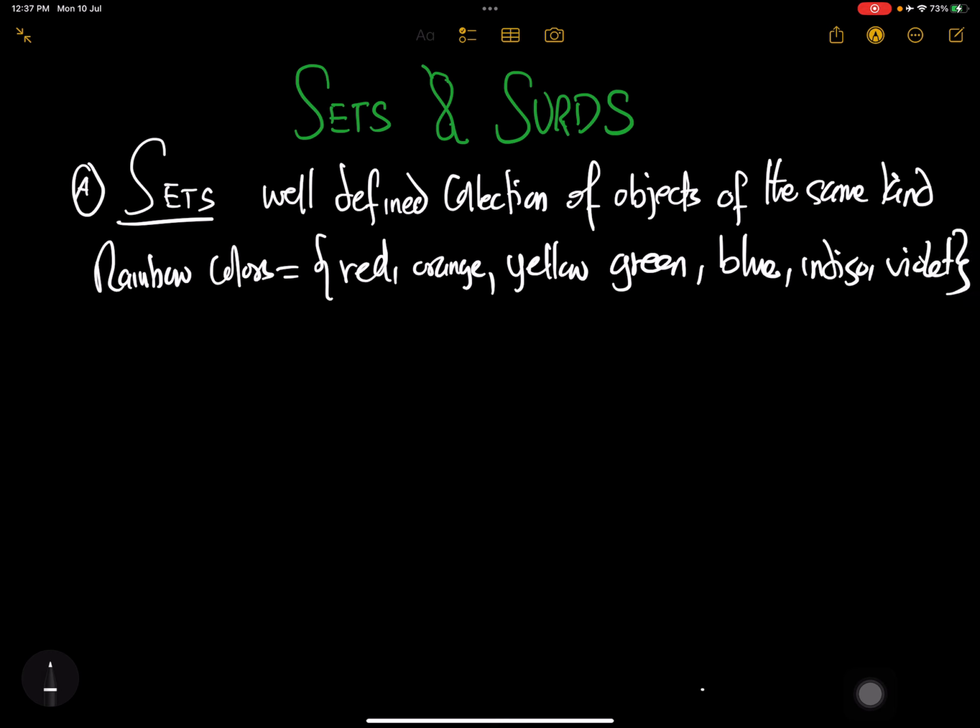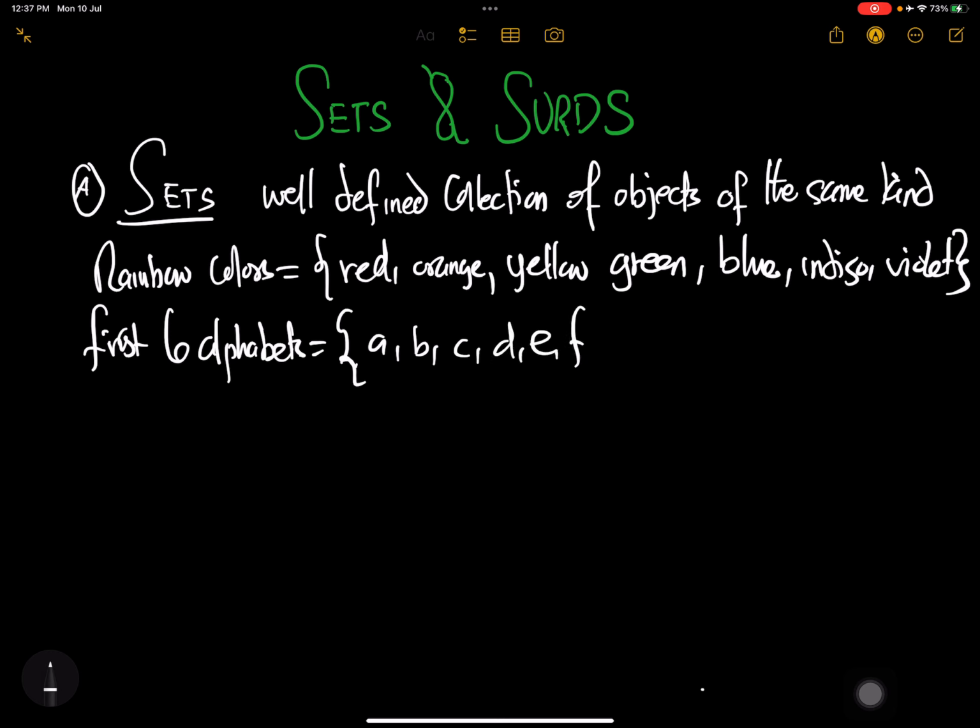So this gives you a set of rainbow colors. They're the same kind. Then you can also have a set of the first six alphabets. That set is going to have A, B, C, D, E, and F, like it says, the first six alphabets.